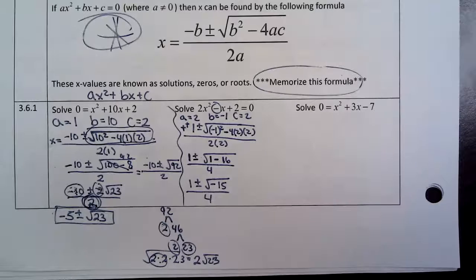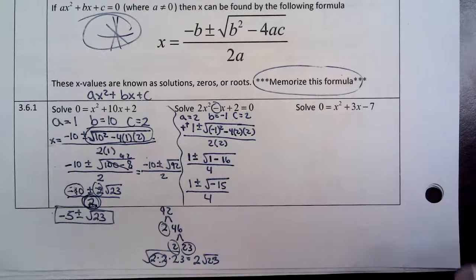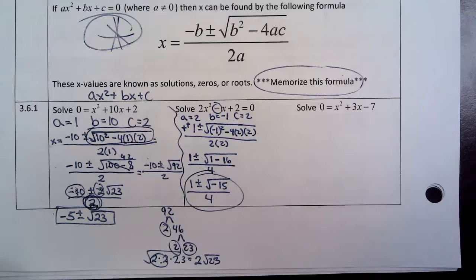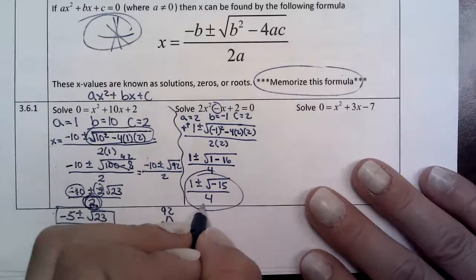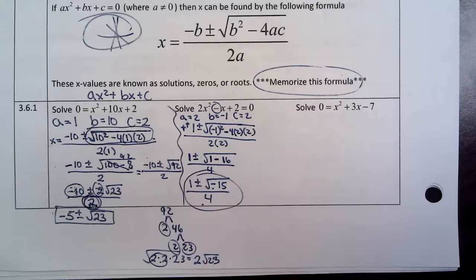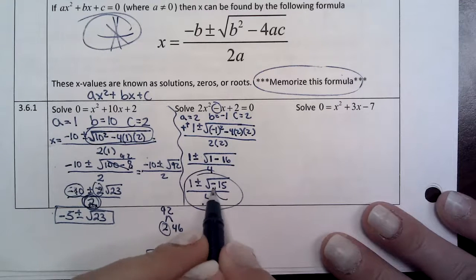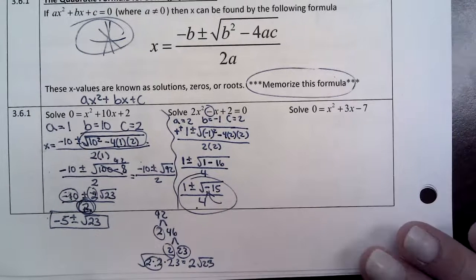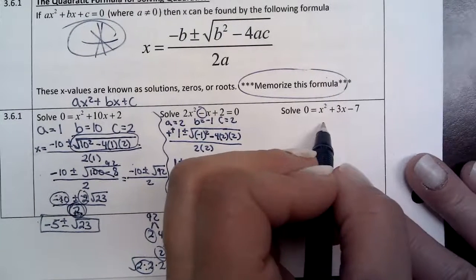Now, this right now looks like you can't do it because, in the Apex world, we have not gotten to negative numbers yet. So for now, I'm going to say that there are no real solutions. I cannot factor this anymore, so just leave it like that and call it good. Once we get to imaginary numbers, then we'll be able to deal with that. Let's go ahead and take a look at this last problem.